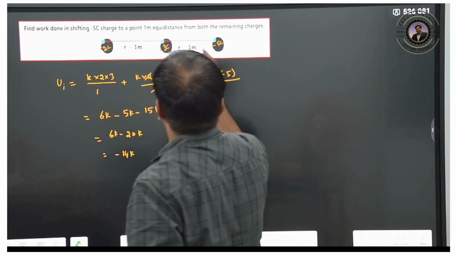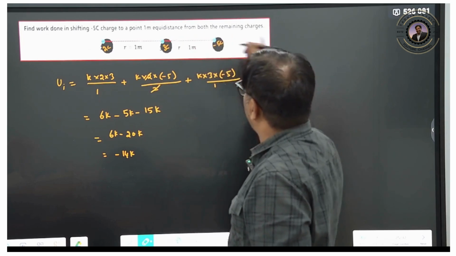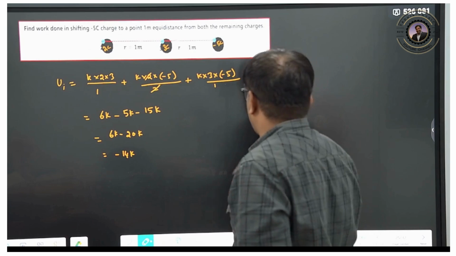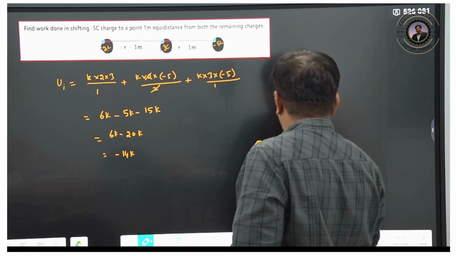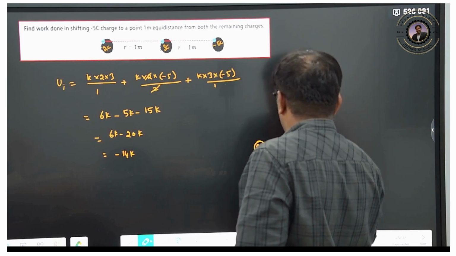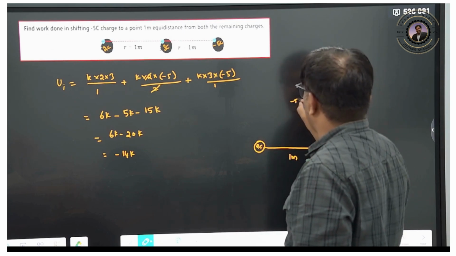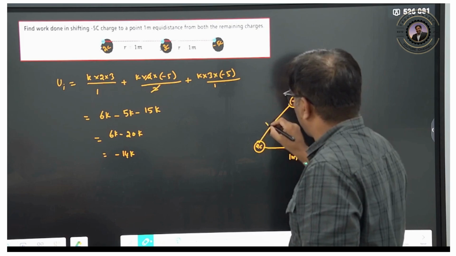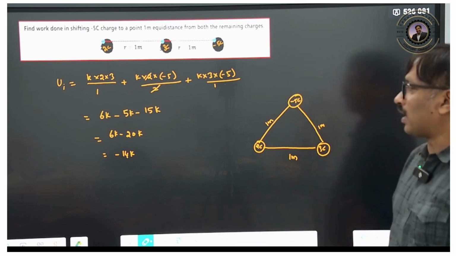Now what happened? We have to shift it to equidistance. Equidistance means what you have to do? Equidistant from both of the remaining charges. So that means here this is your 2c, and this is your 3c. So this is your 1 meter distance. So here we have to keep the minus 5c, therefore 1 meter distance, therefore 1 meter distance. Equidistance, like an equilateral triangle.